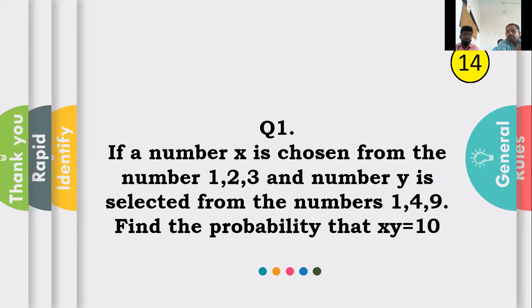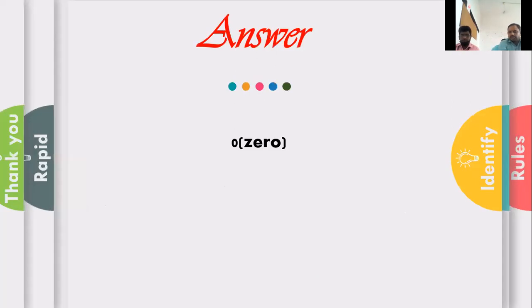Last 13 seconds. 12, 11. Greenhouse, be quick. So 5 by 9. Okay, we'll accept this 5 by 9. Let's check the answer. It's 0. You will not get any mark for this one.